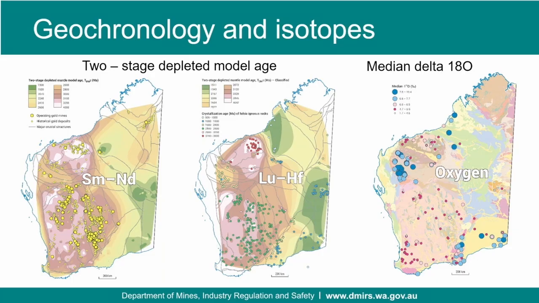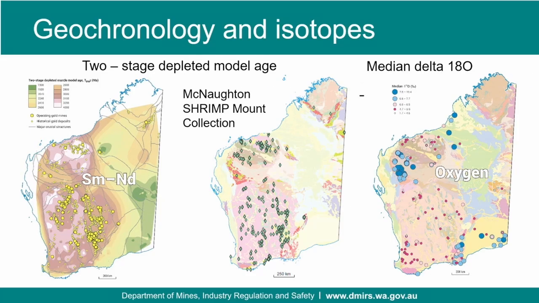hydrothermal alteration. This oxygen isotope data was also used to help shed new light on the origins of the Earth's earliest crust. And this information was published in a very recent edition of Nature. So to facilitate further studies, we've made available geochronology sample locations and associated data in the McNaughton Legacy Shrimp Mount collection.